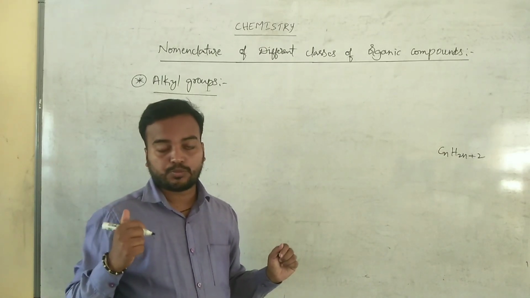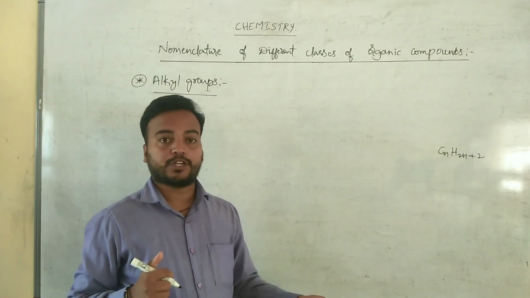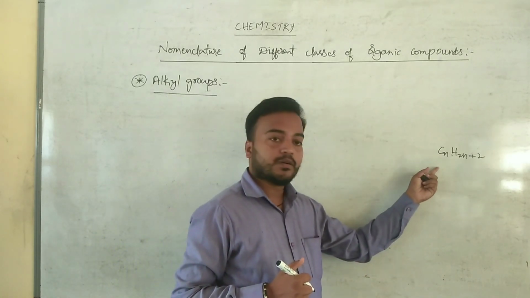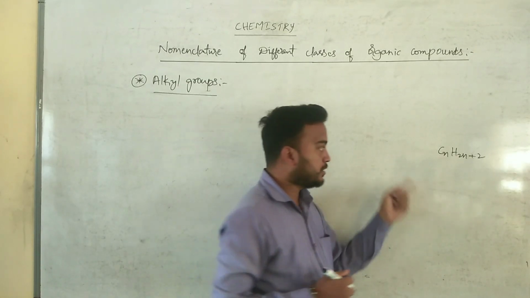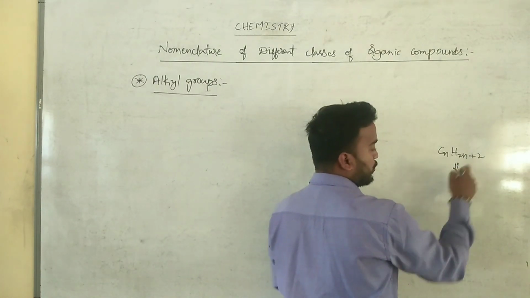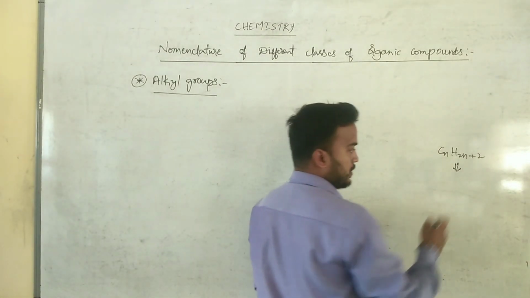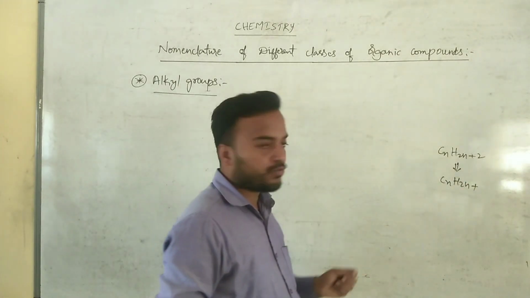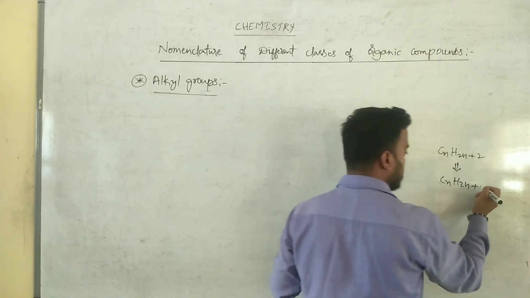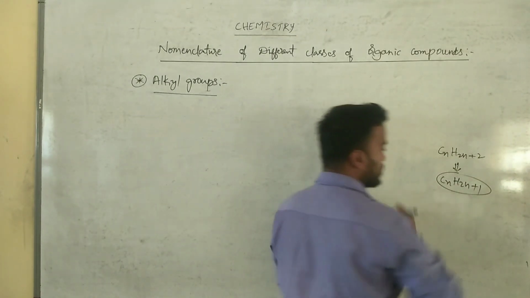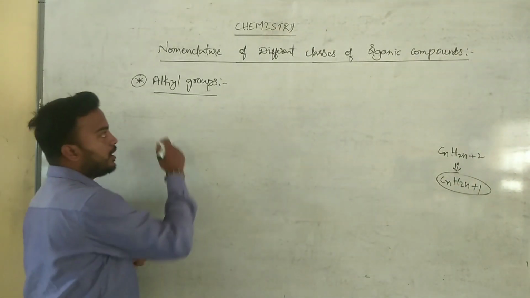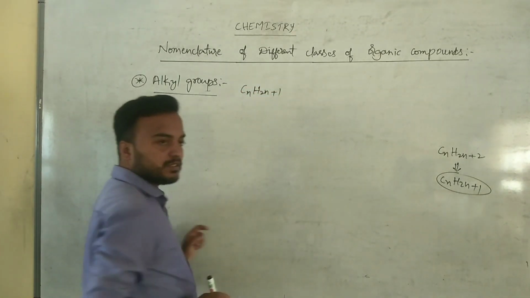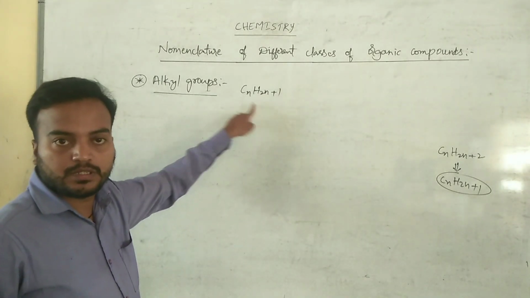For an alkyl group, we remove one hydrogen atom from the molecule of an alkane. So we have to remove one hydrogen from this alkane, CnH2n+2. If you remove one hydrogen, it will become CnH2n+1. So this is the general formula for alkyl groups.